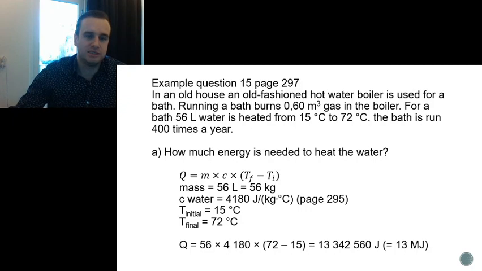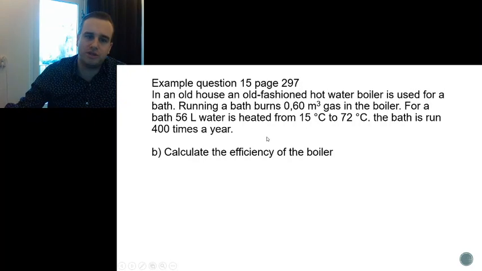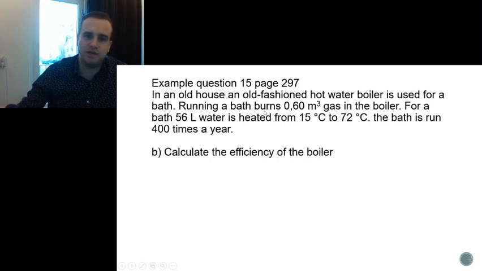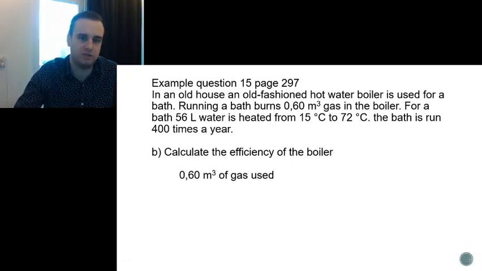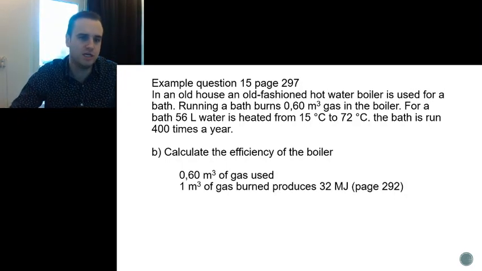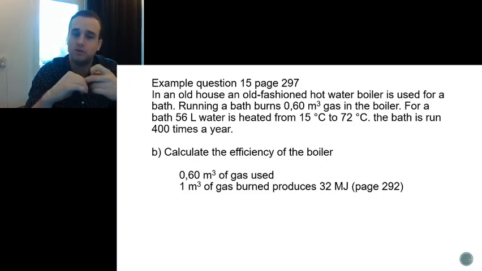So yeah. Then question B, we want to calculate the efficiency of the boiler. So given was to run this bath, we need 13 megajoule or a little bit more to heat up this water. And apparently it uses 0.60 cubic meter of gas. What we need to know now is how much energy 1 cubic meter of gas gives. And a lot of you probably read over this, but it's in the book somewhere. It's on page 292. 1 cubic meter of gas produces 32 megajoule. And 1 megajoule is a million joule. So this is 32 million joule.